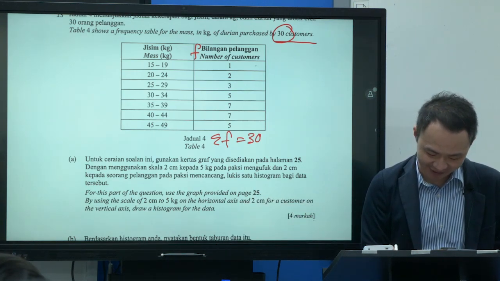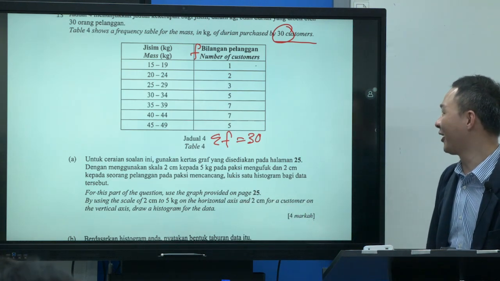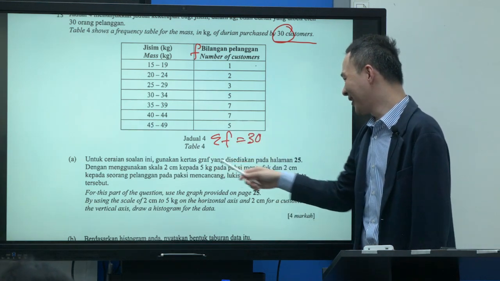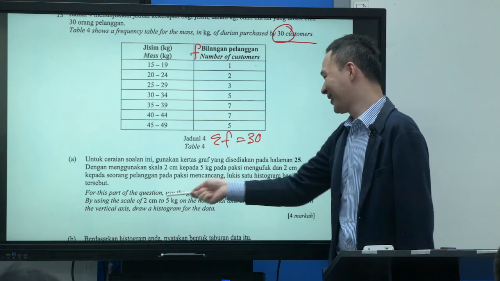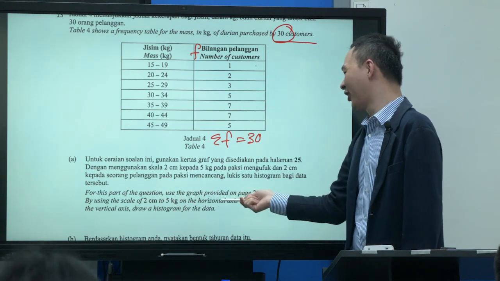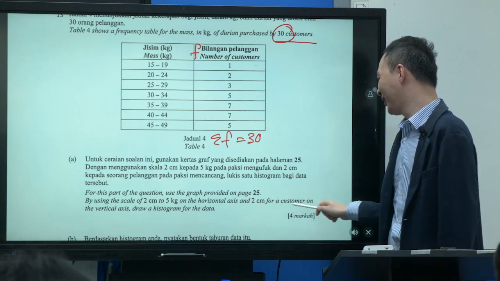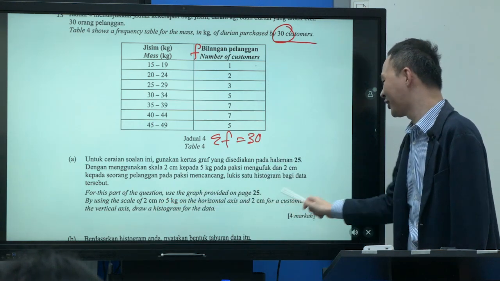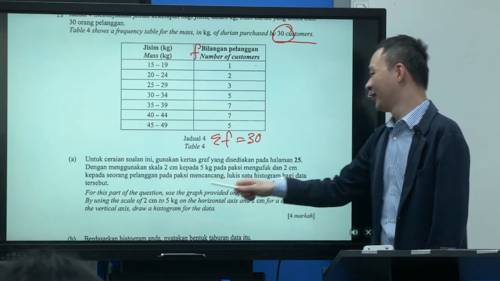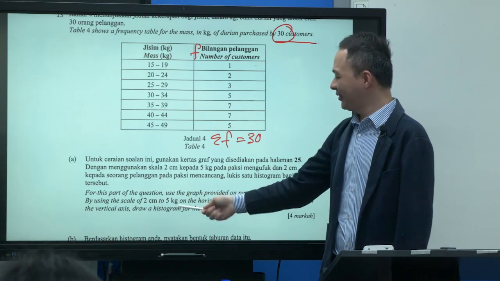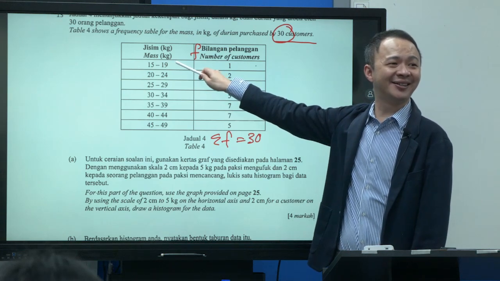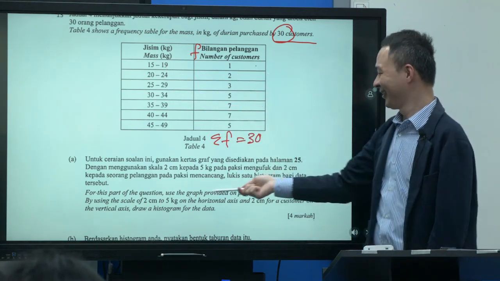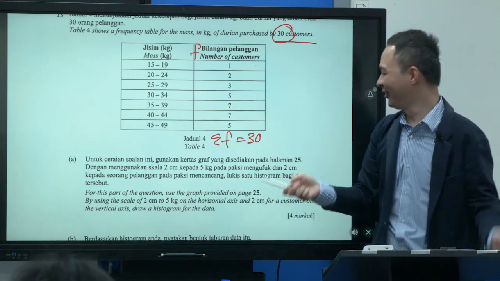2 to 5 kg. Okay, you want us to draw a histogram. Now, there are a few things that quite confuse students. They say 2 cm to 5 kg on the horizontal axis, and 2 cm for a customer on the vertical. I think it is some typing error, 2 cm to something they don't say. They say 5, but here if you minus, it's not 5, it's 4. Why? When you draw, you don't see 5. Where does the 5 come from?